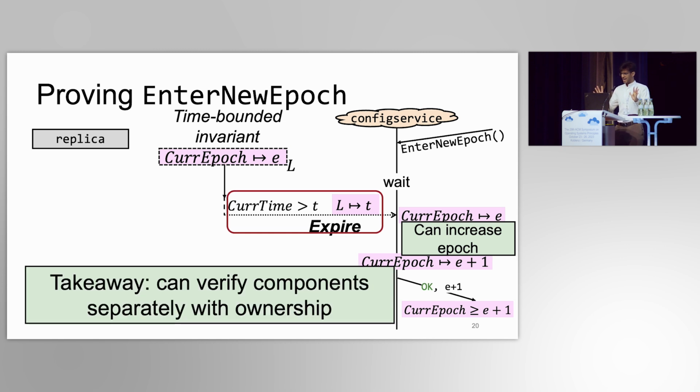The key takeaway from looking at this example is that using ownership, and in this particular case a time-bounded invariant, it's possible to verify these different components of a distributed system separately.